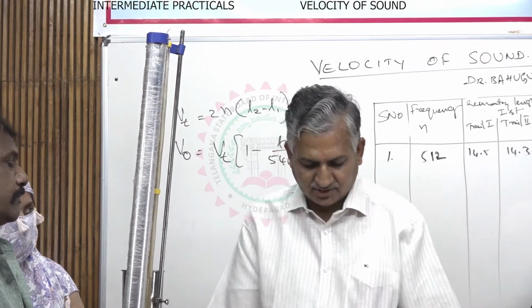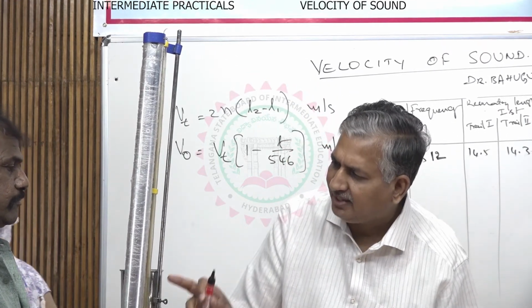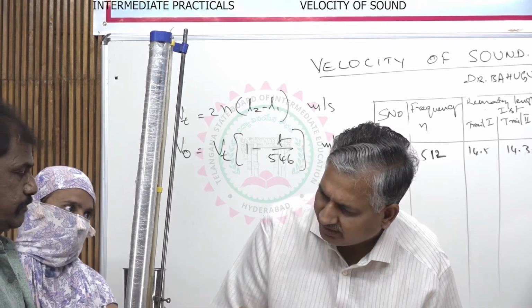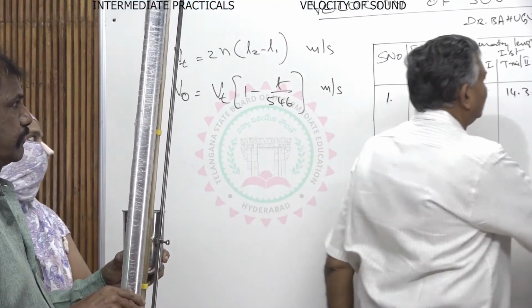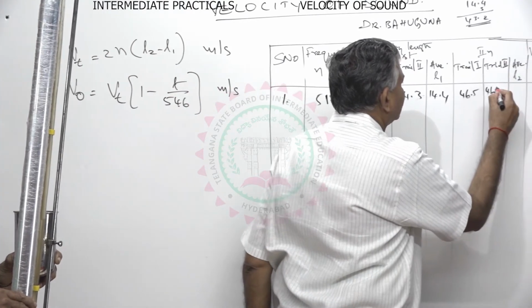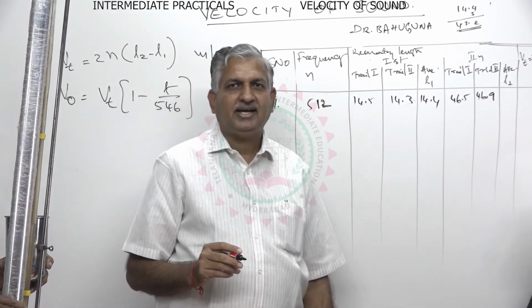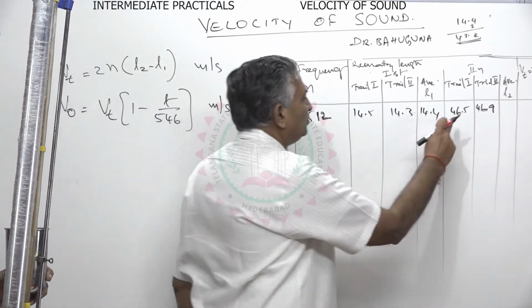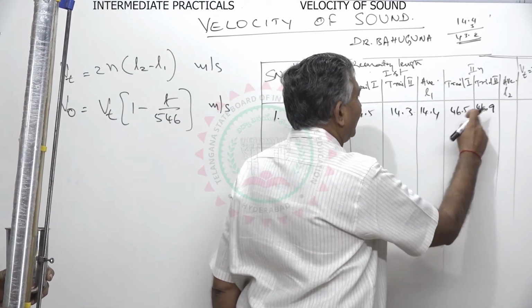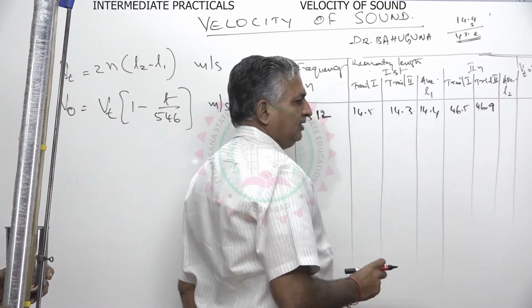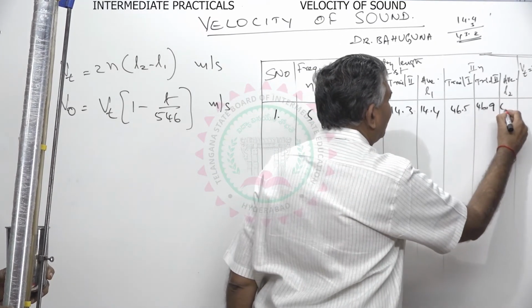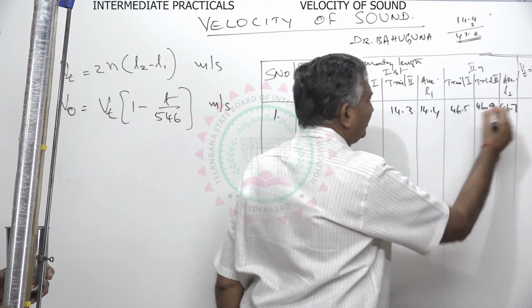So you are getting a bigger sound now. Now the air column length is observed to be 46.8, 46.9. Okay, so 46.9 centimeters. Now the average of these two: 5, 9, 14, 7. So it becomes 46.7, the average of this.